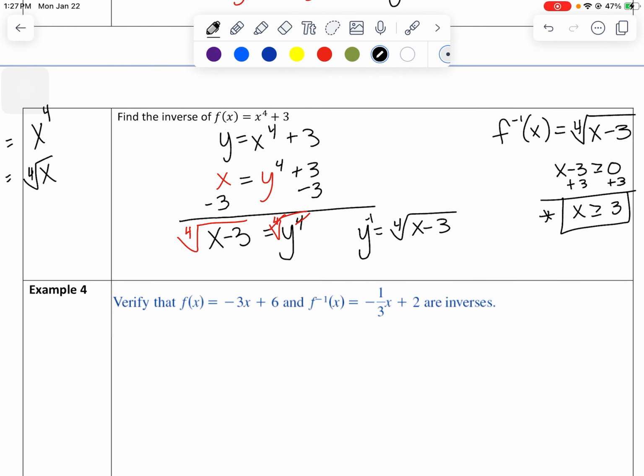Notice in our original function we had an x to the 4th power. There are no restrictions on what you can plug in with exponents. X to the 4th power is fine. You can take -2 to the 4th and get 16. That works. But you can't take the 4th root of -16 and get an answer. So the original in this case had no restrictions. The inverse did. So we have to be careful, especially with exponent ones.